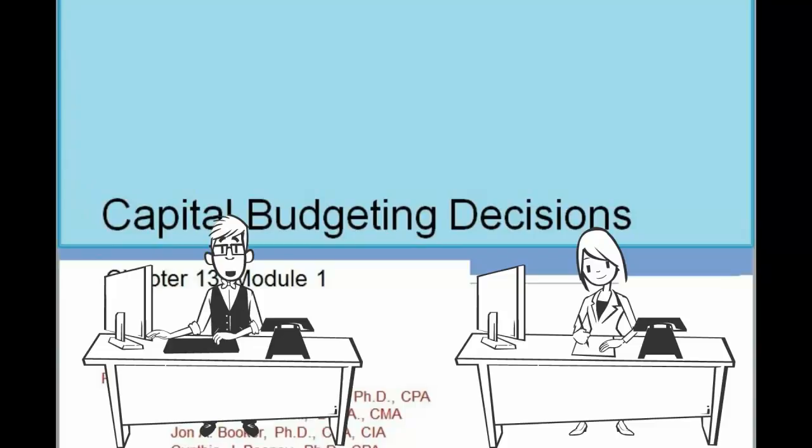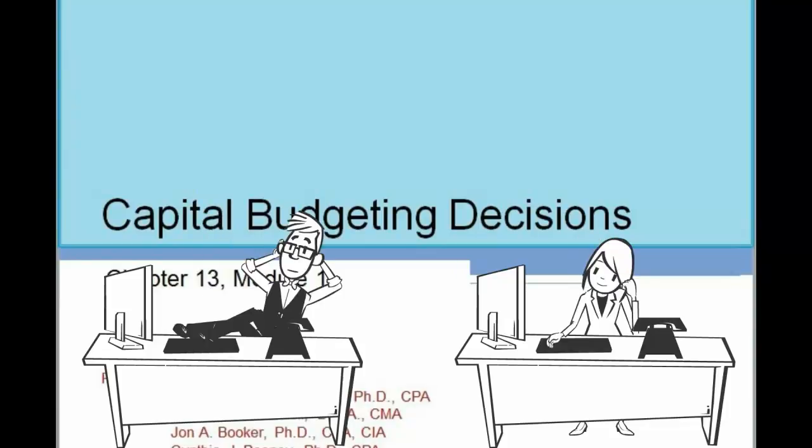Welcome to Chapter 13, Capital Budgeting Decisions. The term capital budgeting is used to describe how managers plan significant cash outlays on projects that have long-term implications, such as a purchase of new equipment and the introduction of new products. This chapter describes several tools that can be used by managers to help make those types of investment decisions.